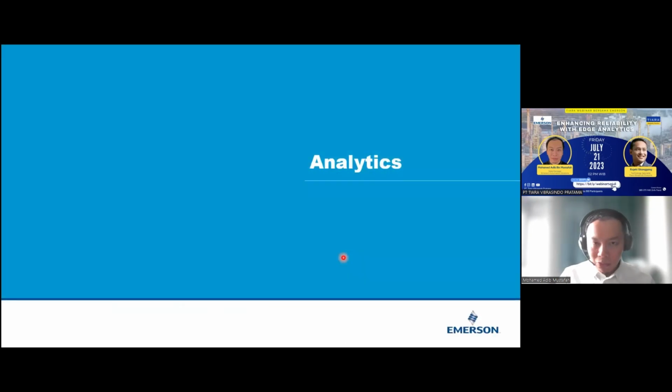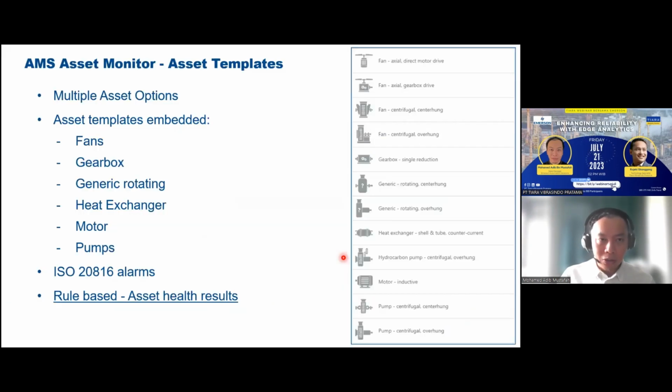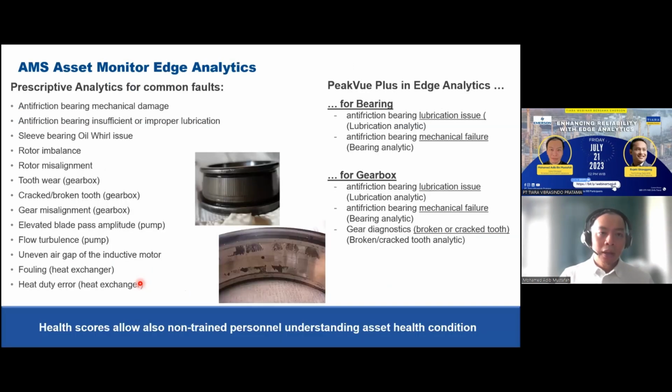Okay, last of all on the analytics, before we go to the other topics. As I mentioned, we do have asset templates available in the configuration. We have fans, gearboxes, motors, pumps, and so on. In terms of the alarms and rules, we follow ISO standards, ISO 20816. That is how the alarms are set up, and the diagnostics and analytics are based on the alarms based on ISO. That is the whole idea behind all this.